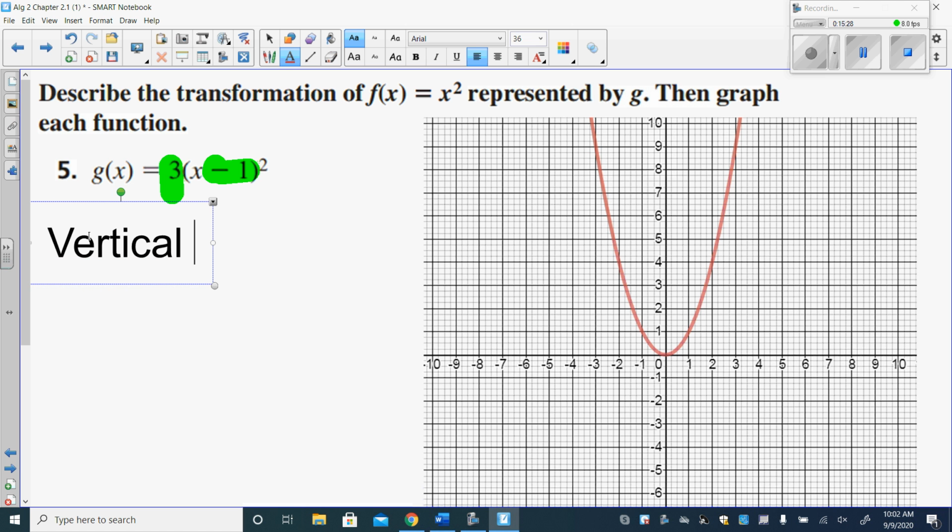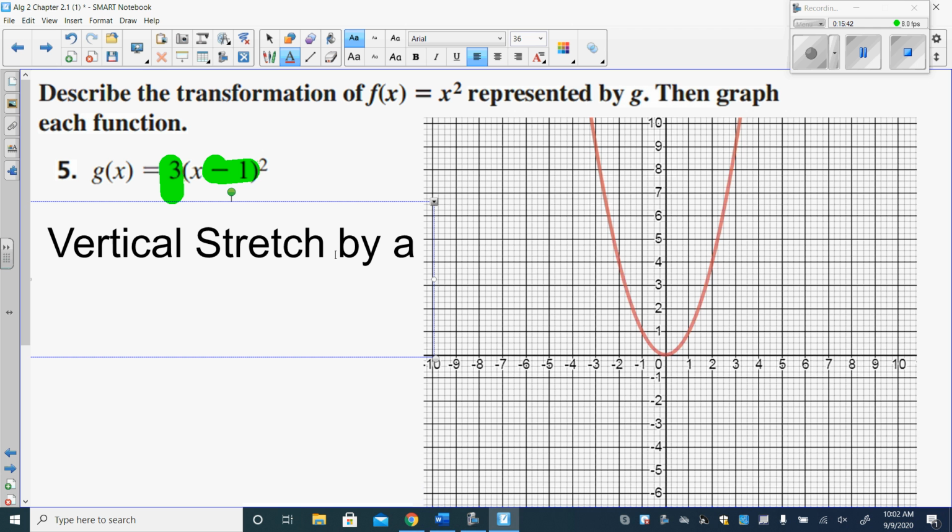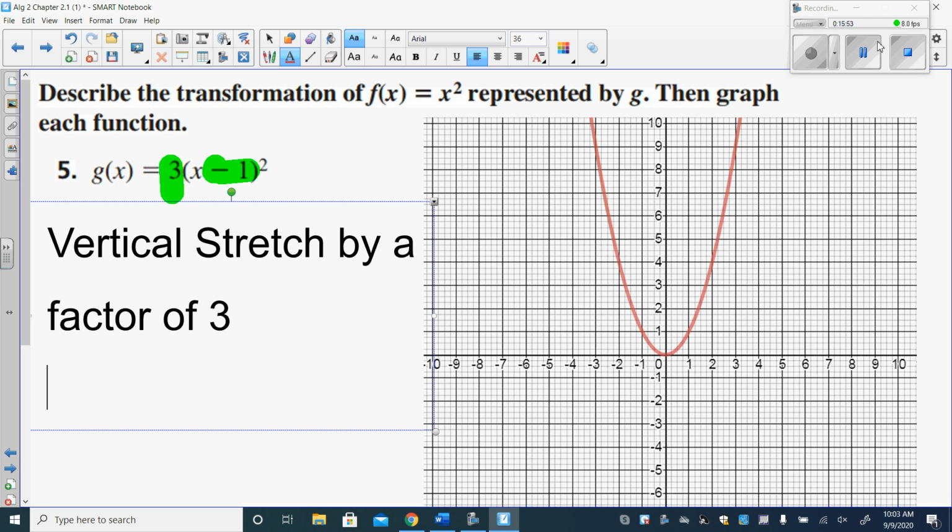The 3 tells me I have a vertical stretch by a factor of 3, because we have 3 out in front. We have 3 in place of a, where the a value is going to be. So we've taken care of the 3, because it's greater than 1 and it's outside the parentheses where a should be, it's a vertical stretch. There's a vertical stretch or shrink, but because it's greater than 1, it's a stretch. So that takes care of the 3.